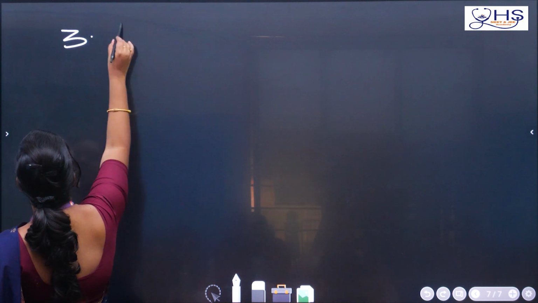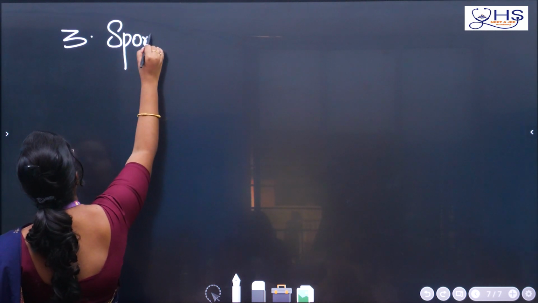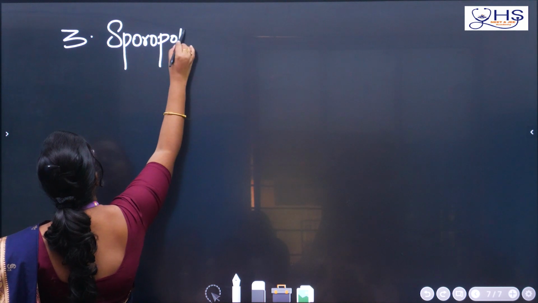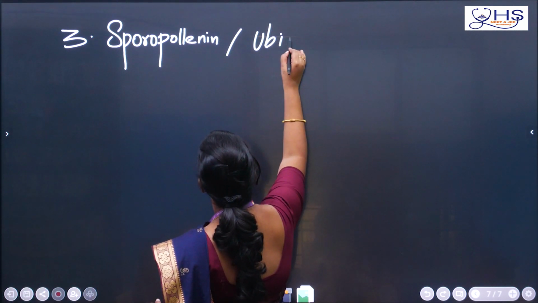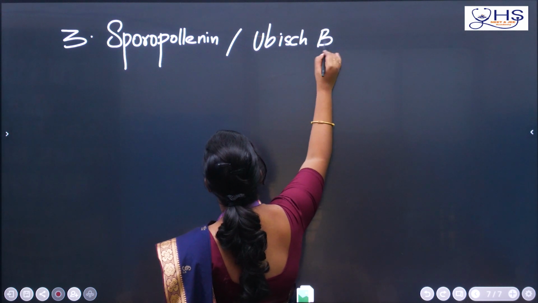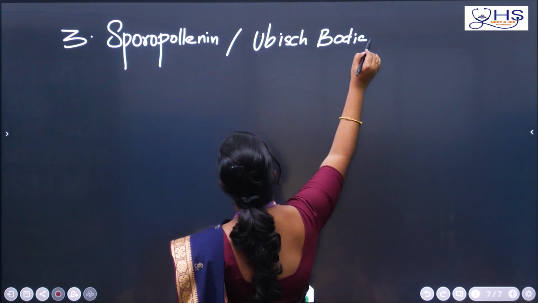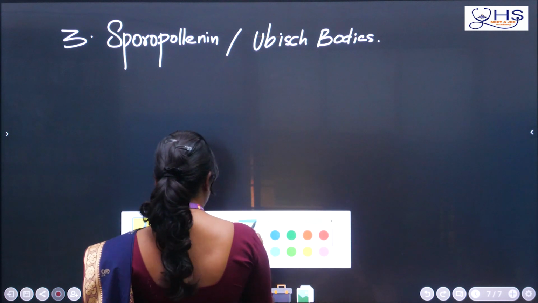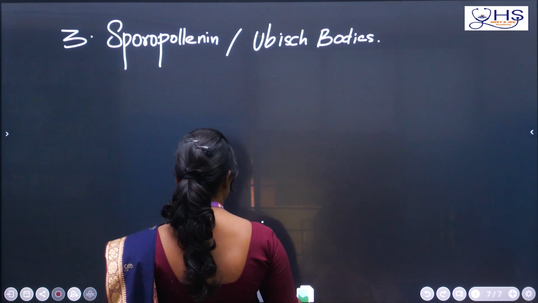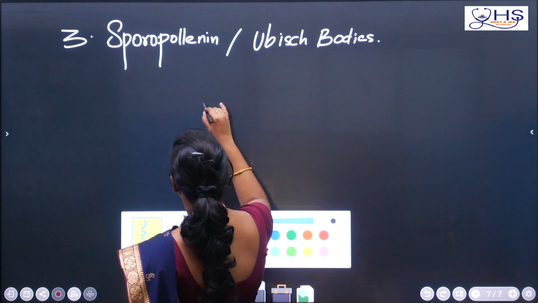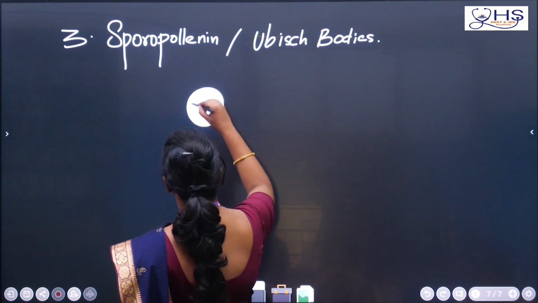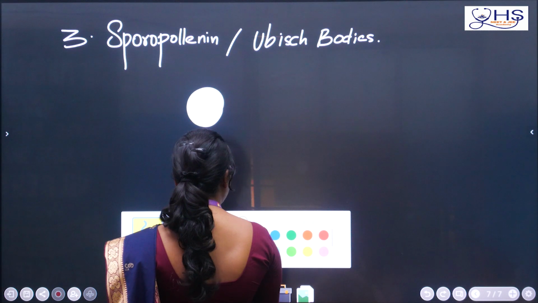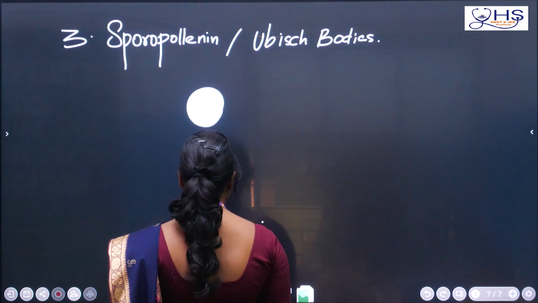It produces sporopollenin. It is also called Ubisch bodies. Okay, Ubisch bodies. What is that? Suppose if this is the pollen grain, suppose this is the pollen grain. This pollen grain has to travel a lot of distance.